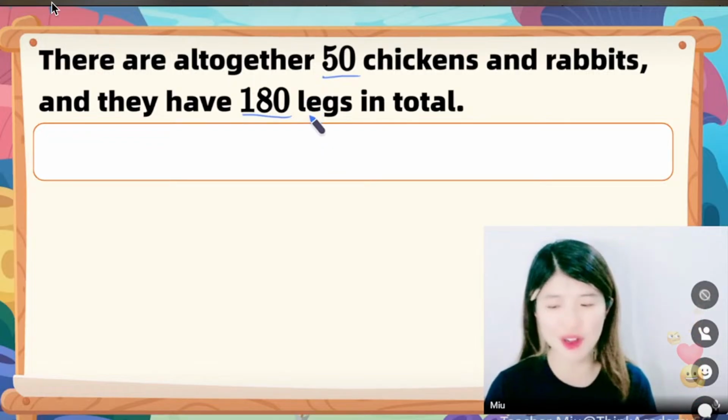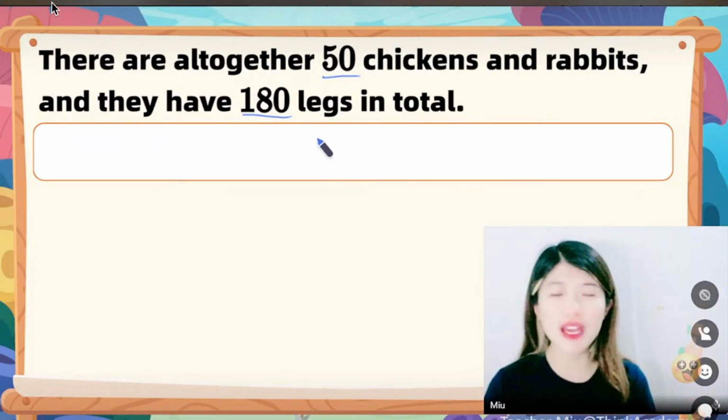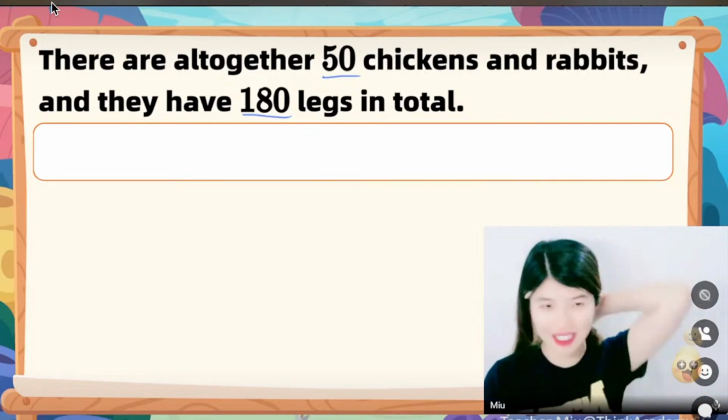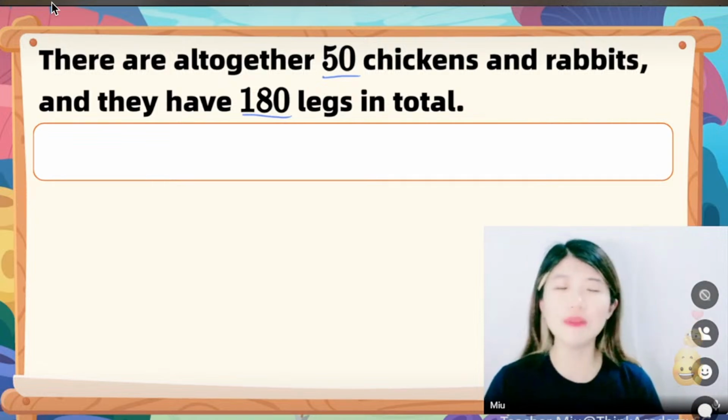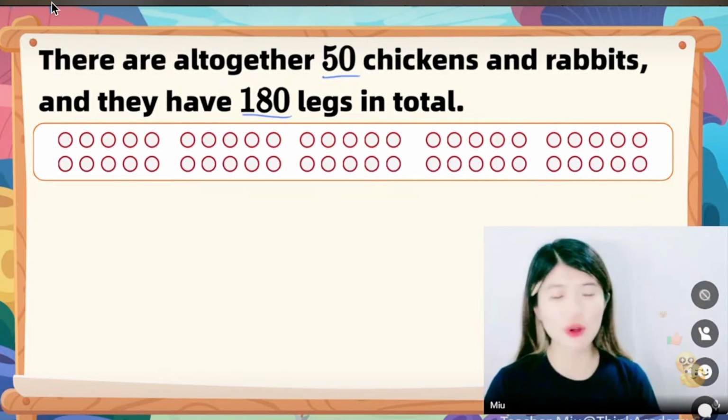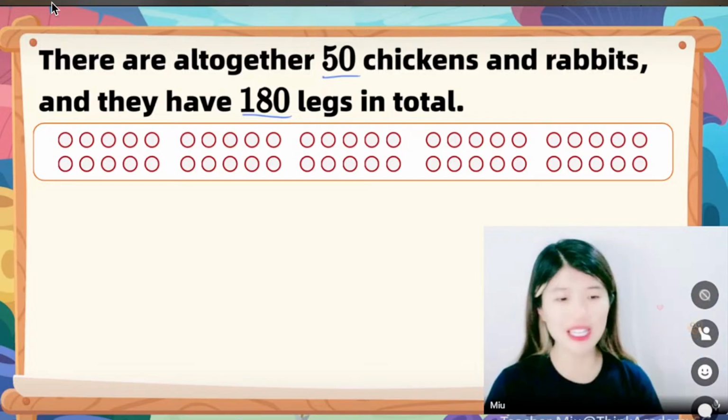Don't use algebra. It's okay. There will be another way rather than algebra. Any other ways? All right, okay. Some silly thing that I can do for you, which is, I draw 50 heads. Now you see, altogether there are 50 heads, right?